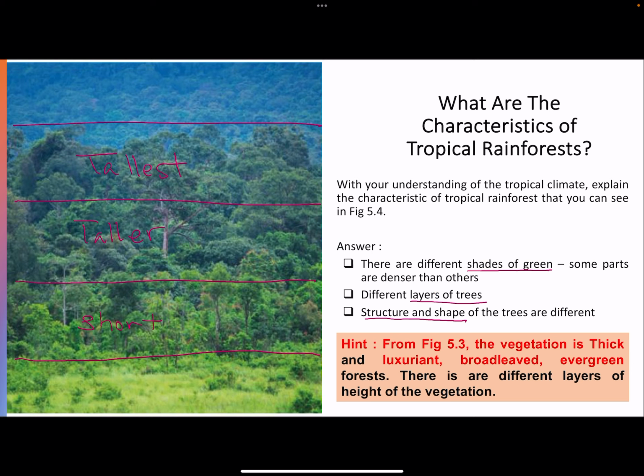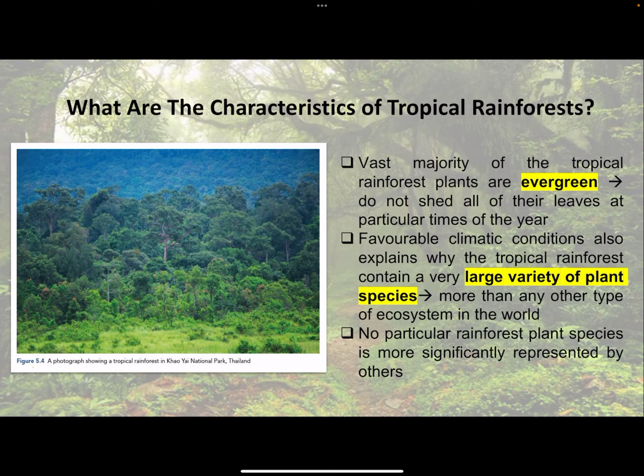Now, in terms of characteristics of the tropical rainforest, color-wise, it is dominantly green. That's something you need to know. However, in the rainforest, there are three layers. The forest is split into three distinct layers. There are certain structures in the layers, and there are certain unique things about the structure and shape of the trees within each layer here.